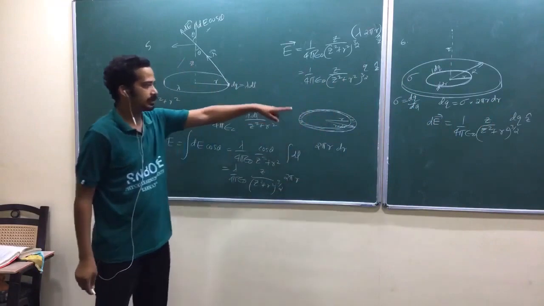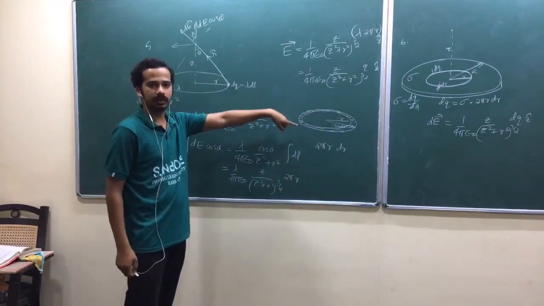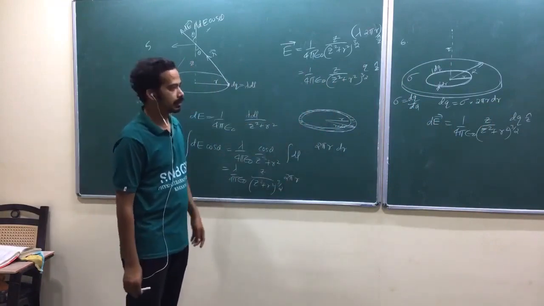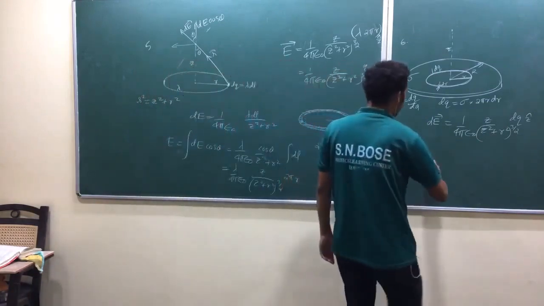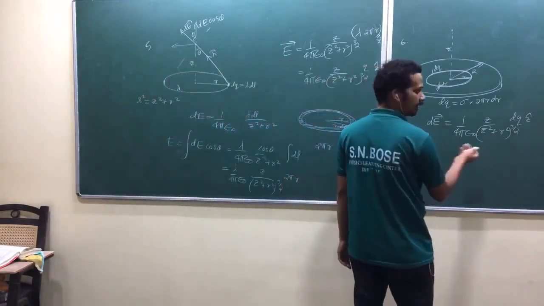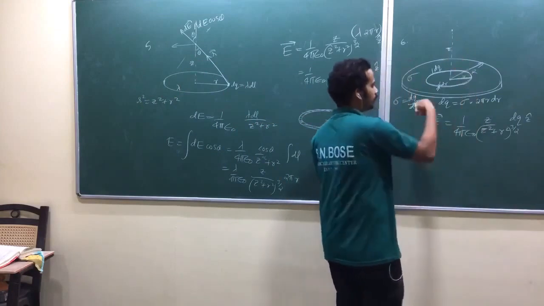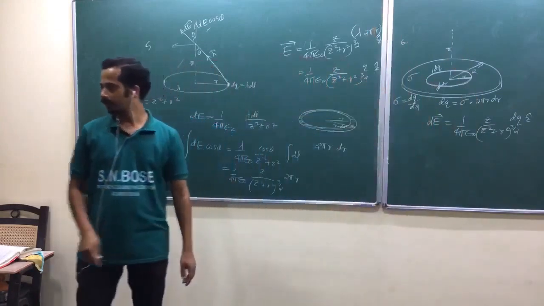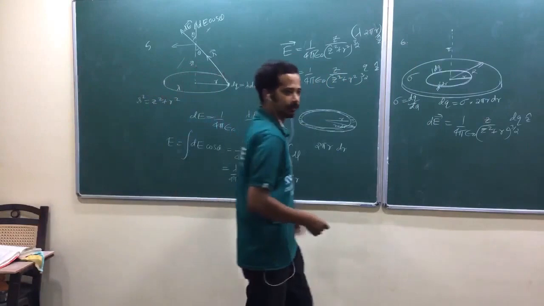I should have drawn that ring like this. Is that okay? So once you substitute, you are ready to integrate. Now I'll take the magnitude and integrate. Anyway, all of those rings will produce the electric field along the z cap direction only. It will add up.